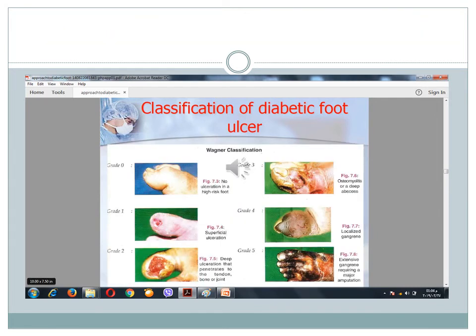These are pictures showing the Wagner grading system. Grade 0, just deformity, there is no skin ulcer. Grade 1, there is a localized ulcer. Grade 2, there is an ulcer with extension downward to the tendon, but there is no abscess and no involvement of the bone, no osteomyelitis. Grade 3, there is involvement of deep tissue, tendon, ligaments, fascia, capsule of the joint, and reaching the bone. Grade 4, localized gangrene. Grade 5, extensive gangrene of the lower limb.